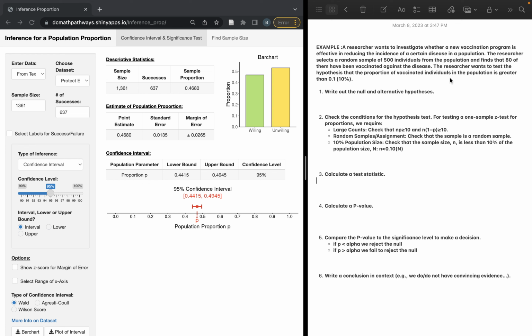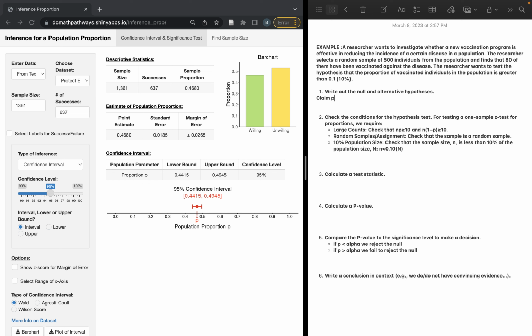vaccinated against the disease. The researcher wants to test the hypothesis, so here's our hypothesis, that the proportion, so we're talking about proportions, so whenever we have a proportion, we know we're using the proportion z-test, of vaccinated individuals in the population is greater than 0.1. So we only have one sample here, and it's a proportion, so we're going to use a one sample z-test for proportions.